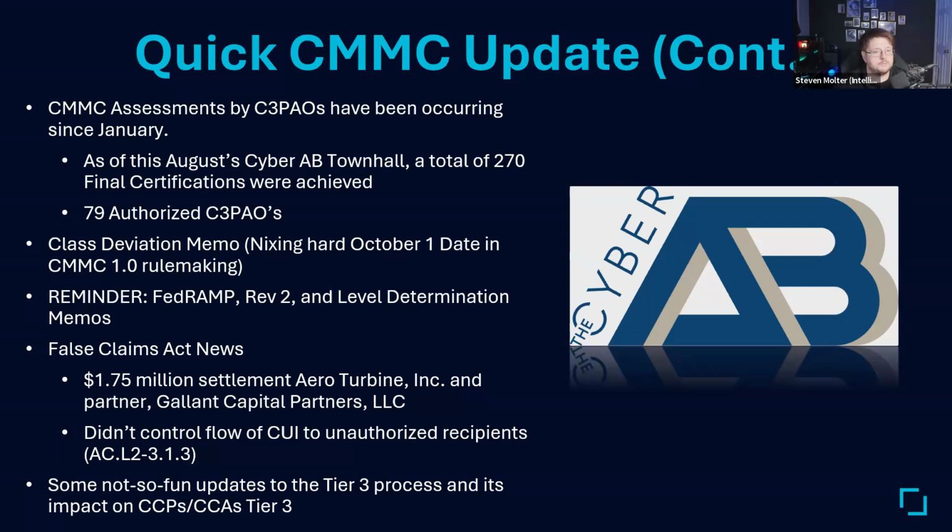There was a class deviation for that confusing time over the last couple of months where people were pointing to the CMMC 1.0 language, saying that it's October 1st. Now, again, if the full 60-day congressional review occurs, that's not a possibility now, right? It's going to be November. But that date was codified in rulemaking, so it was very confusing because it was still live, but that was a holdover from the CMMC 1.0 days. So that was nixed.